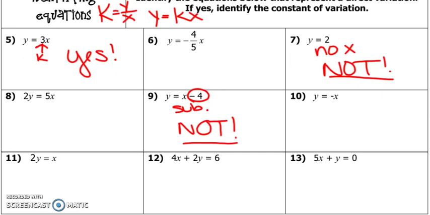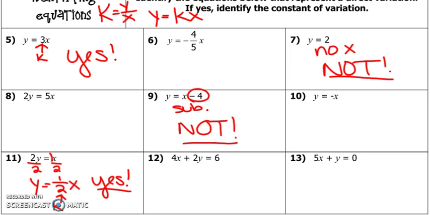If we look at number 11, well, I don't have it in either form. I don't have k equals or y equals. So I'm going to solve it for y equals. If I solve it for y, I'm going to divide both sides by 2. Well, y equals 1 over 2x, because technically there's a 1 in front of that x. So now if I look, now I'm in the form y equals kx, where 1/2 is my k. So yes, this is a direct variation. Because I just have a slope in my linear equation, it makes it a direct variation.